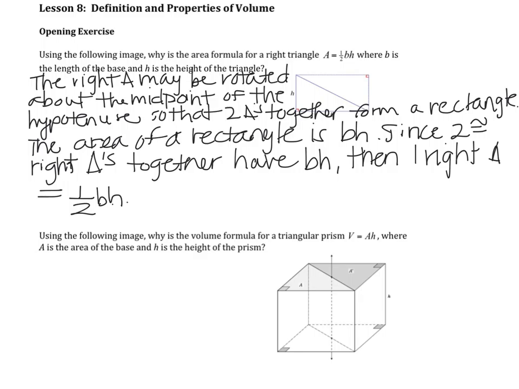Here's the answer to the question as to why. Please take this time to pause in order to write down what the answer is. And when they speak of the right triangle being rotated about the midpoint of the hypotenuse, we're talking about this position.